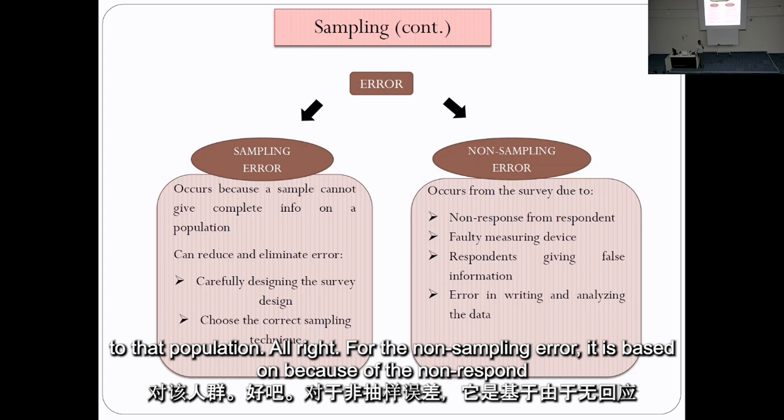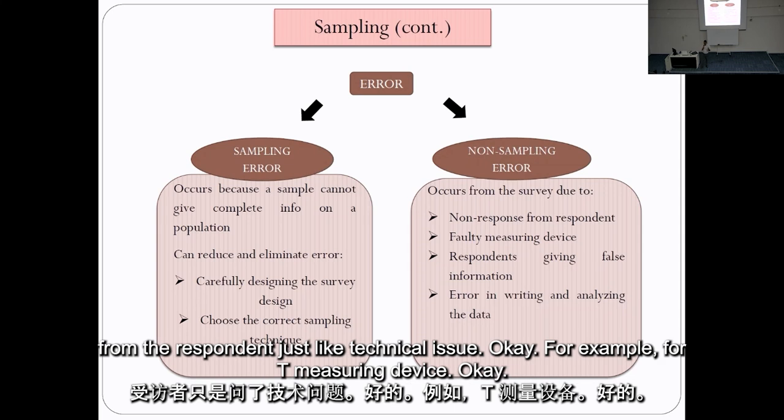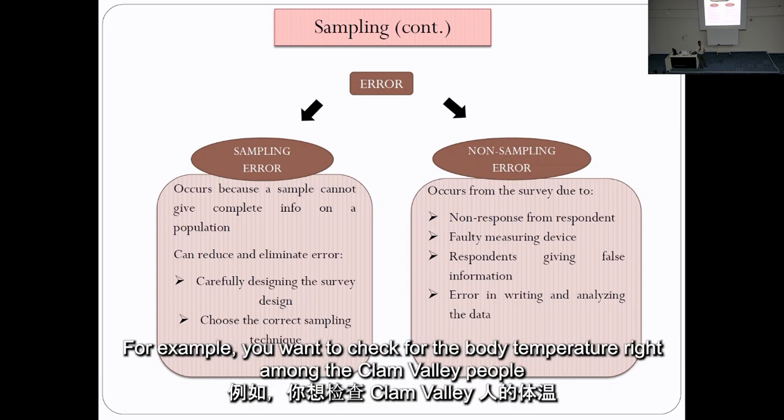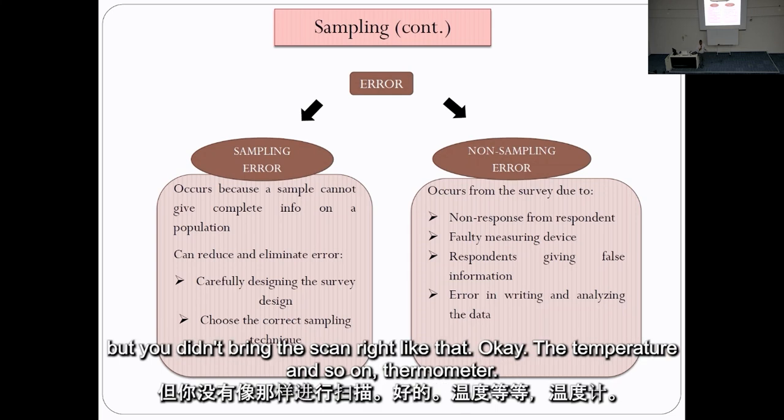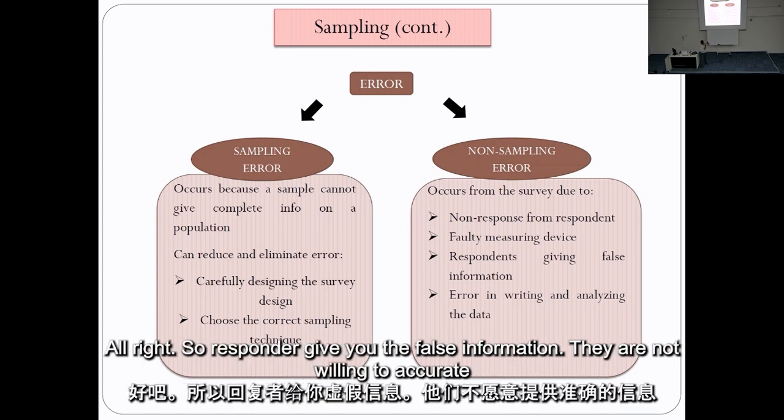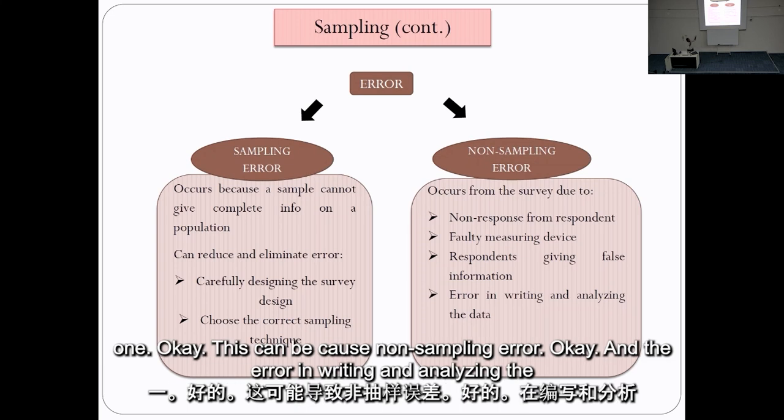For the non-sampling error, it is because of non-response from the respondent, or a technical issue, for example a faulty measuring device. For example, you want to check the body temperature among the Klang Valley people, but you didn't bring the scanner, the thermometer. Also, respondents give you false information. They are not willing to give accurate answers. This can cause non-sampling error.